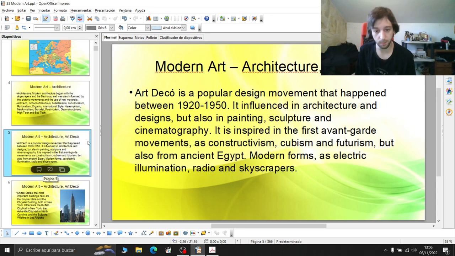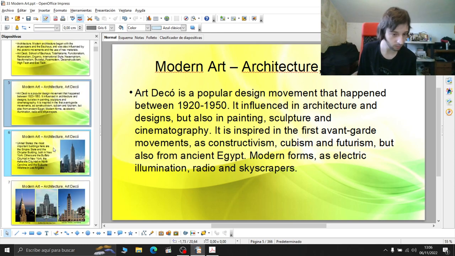Art Deco is a popular design movement that happened between these years. It influenced architecture and design, but also painting, sculpture, and cinematography. It is inspired by the first avant-garde movements such as constructivists, cubists, and futurists, but also by ancient Egypt. Modern forms such as electric illumination, radio, and skyscrapers.